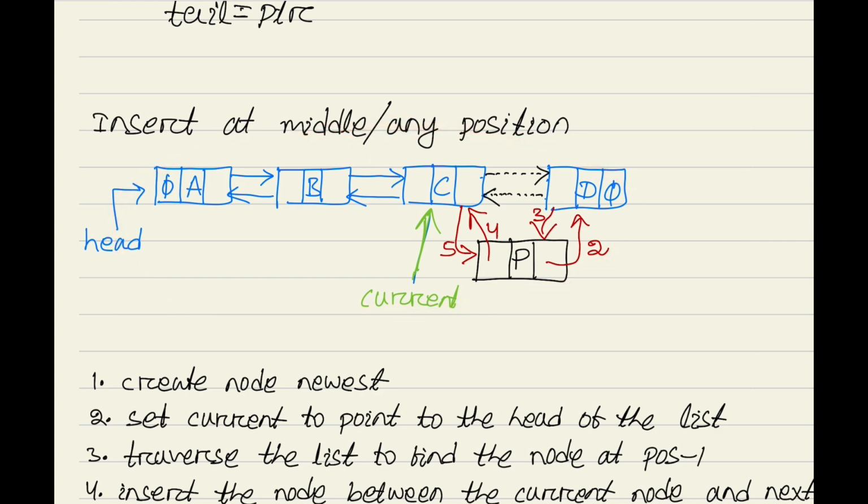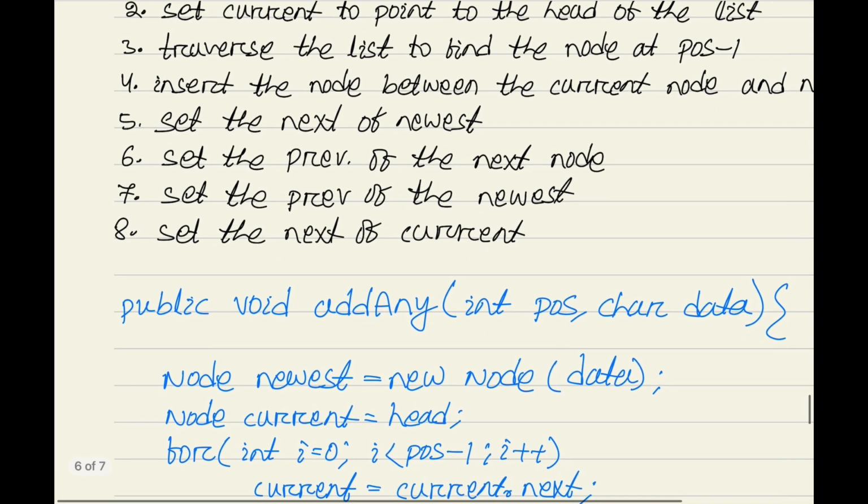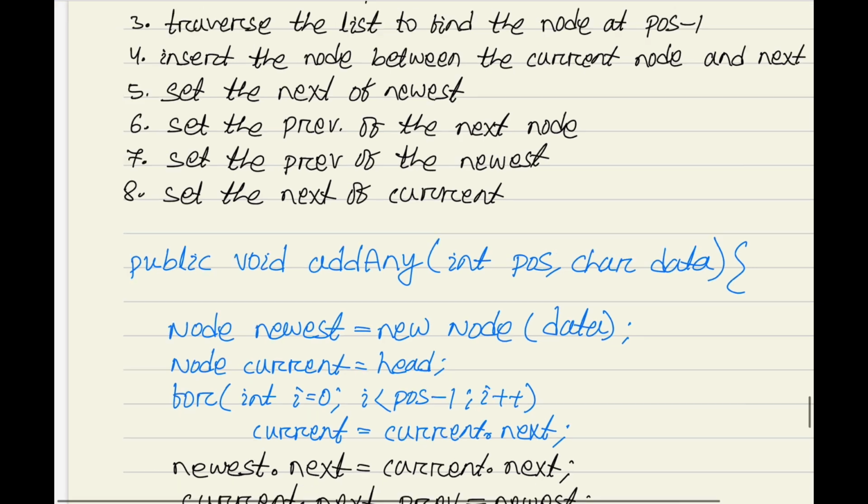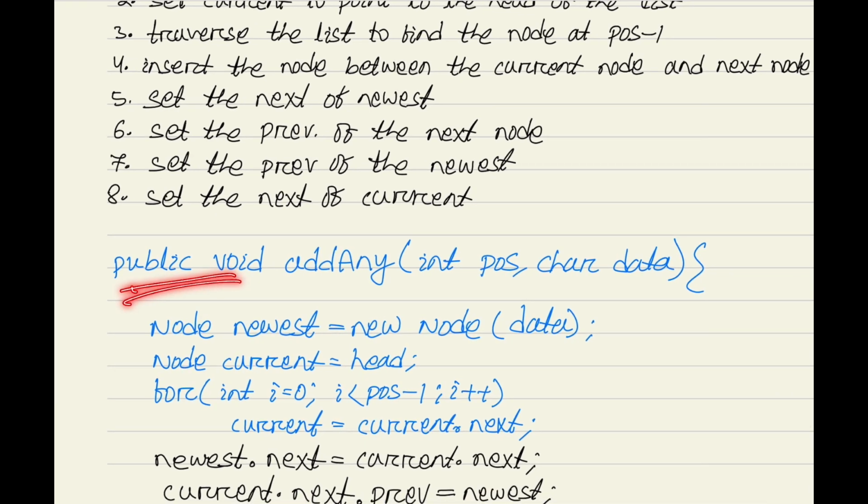So if you understood this one, that means if the position is given and you can insert at a given position like position 3, position 4, position 5, like that, then you can write the method for inserting the new node after a node, or for inserting the new node before a node. Inserting after a node and inserting before a node is similar to this one.